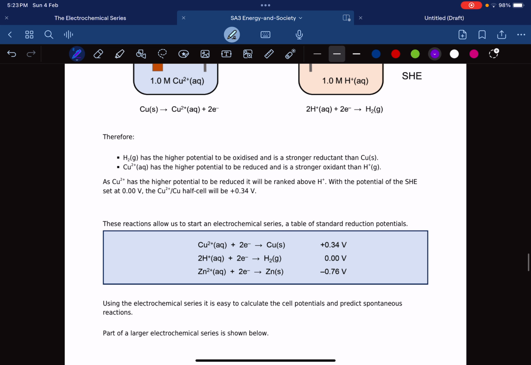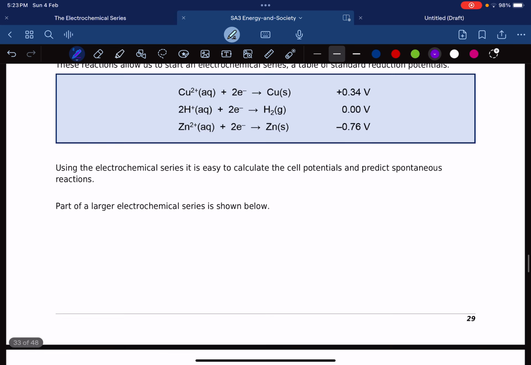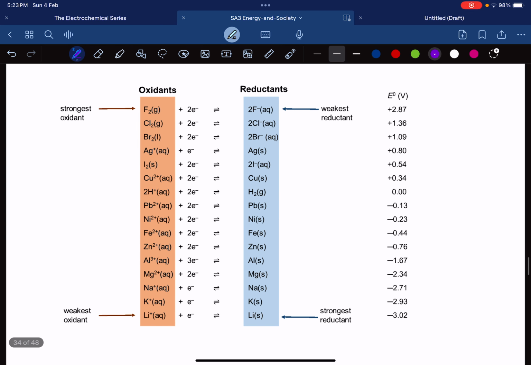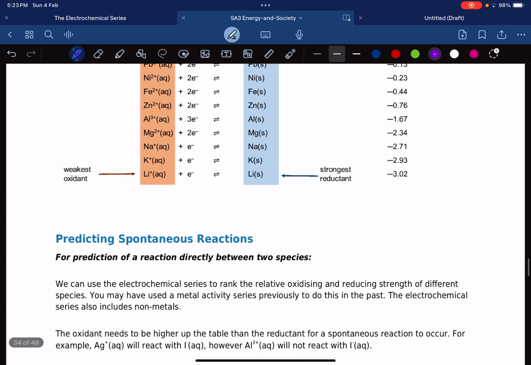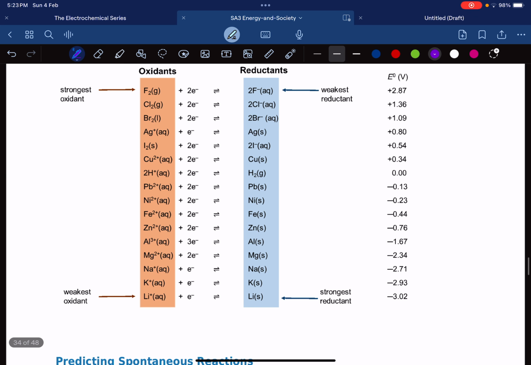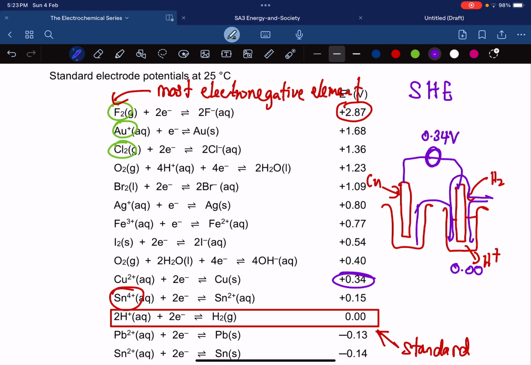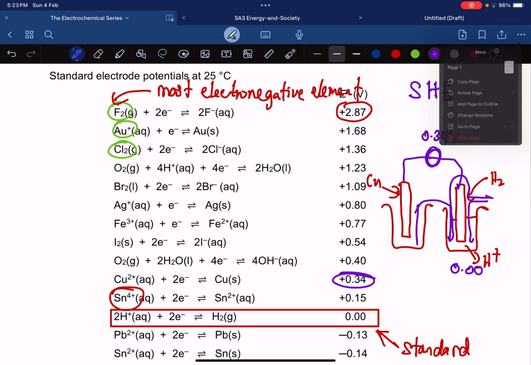So then finally you get a table like this. Every single thing that you see on the table, the electrochemical series, is obtained from the hydrogen half cell. Not important to you, but that's all I want you to know. Now back to this again. Let's clear up the page again.